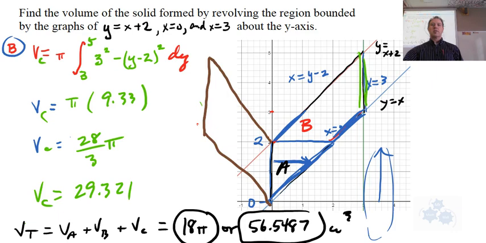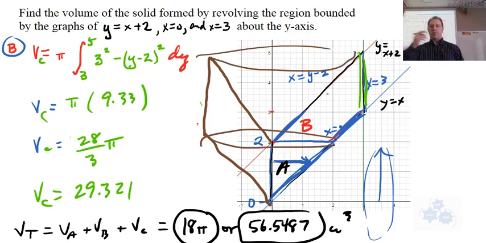So basically, here's sort of what this looks like, right? This volume revolved around that like there. Okay? Questions? All right, there's that question for you.